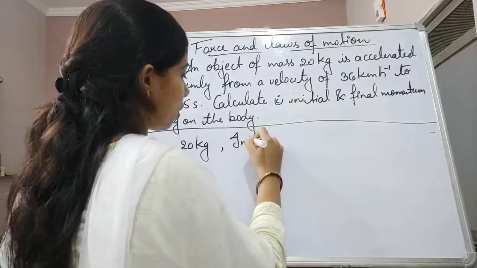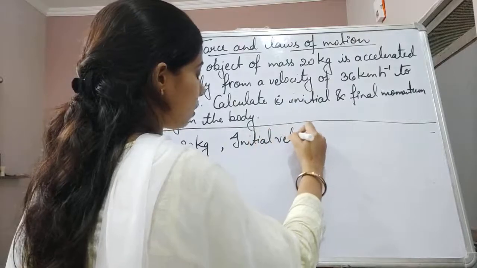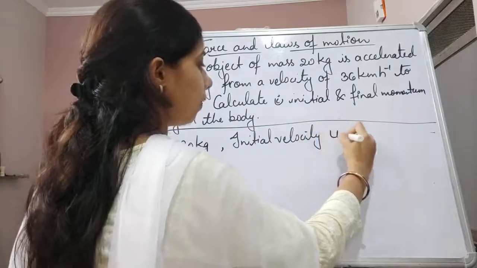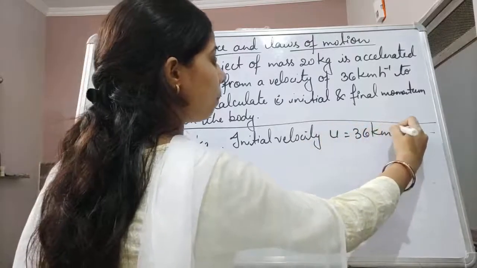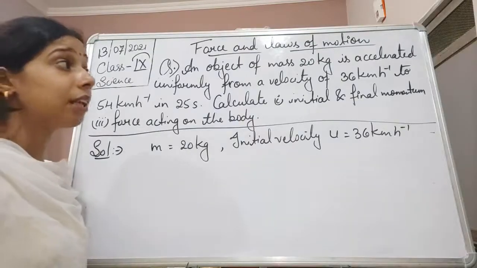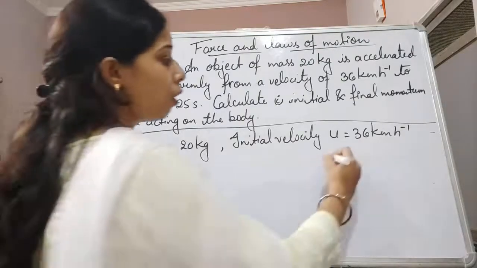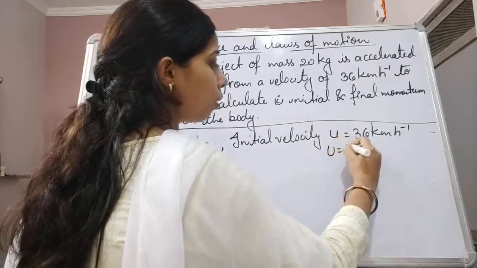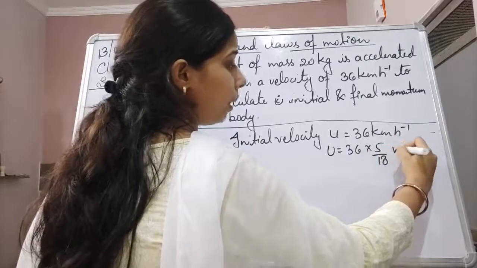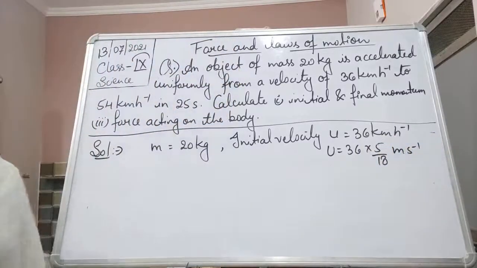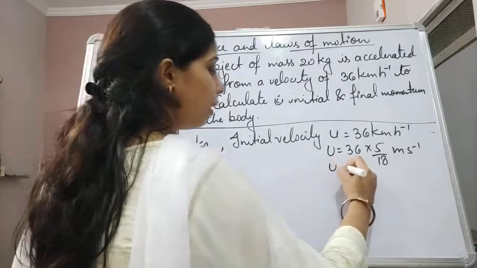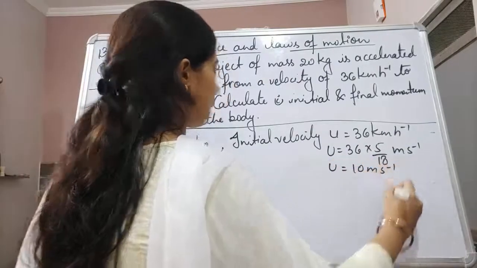So the initial velocity u is given as 36 kilometer per hour. And you know that we have to convert it into meter per second because the mass itself is given in kg. To convert it, we know that u will be equal to 36 into 5 by 18 meter per second. And finally the answer that we will get is 10 meter per second. So u will be equal to 10 meter per second.